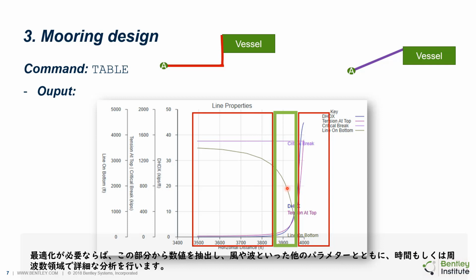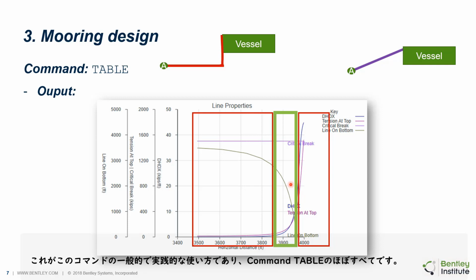You can pick the values from this region, then run the detailed analysis either in time or frequency domain with other parameters such as wind and wave. This is the general usage of the command table. Let me move on to the next page.